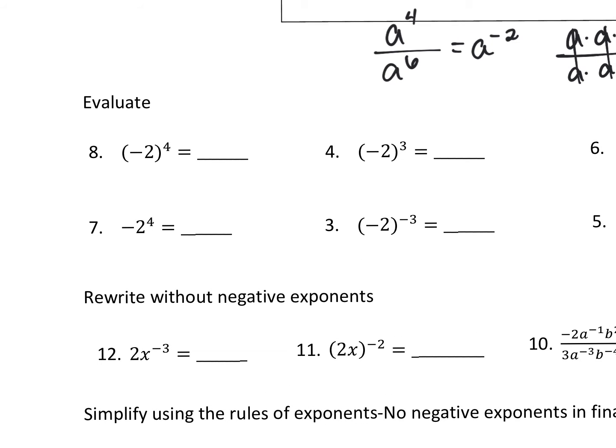Okay, so we're going to start with number 8 here. Negative 2 to the 4th. And this is 1 and 2. So we're going to go up and down. What is the difference between what we see in problems number 1 and problem number 2?